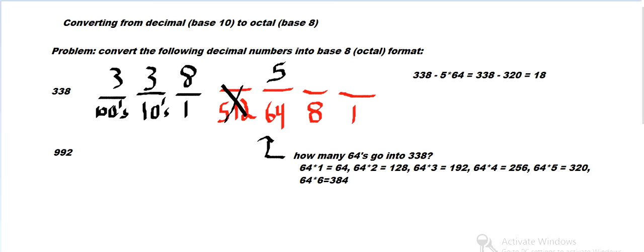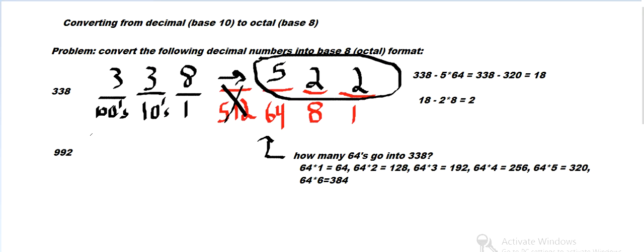So we need to move on to the 8s. It's pretty easy to see that 8 goes twice into 18. So there are 2 full 8s. 8 plus 8 is 16, and 3 full 8s is 24, which is more than 18. So we've got 2 8s, and we take those care of: 18 minus 2 times 8 leaves 2 behind. So we've got 2 left, and that's just the units digit. So this is 522 in base 8.